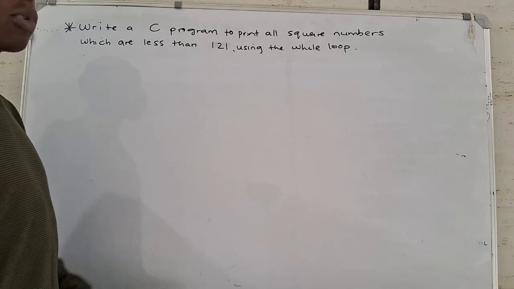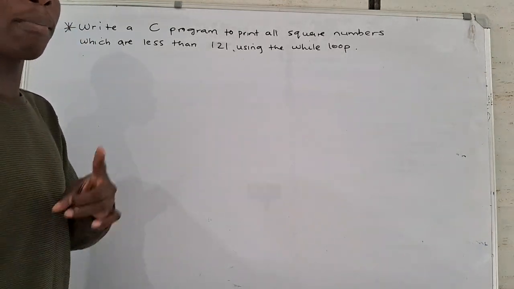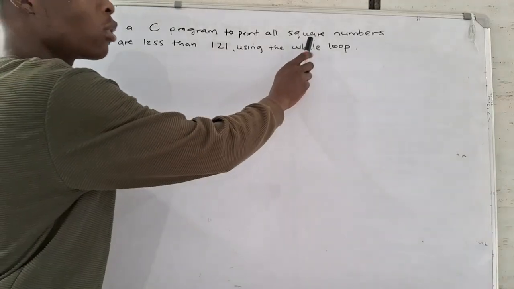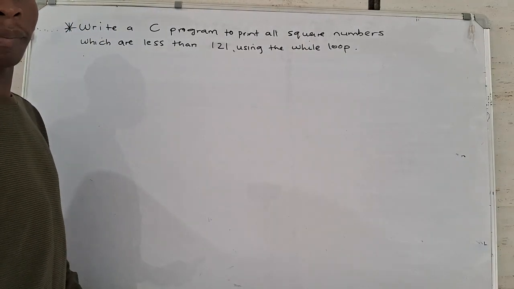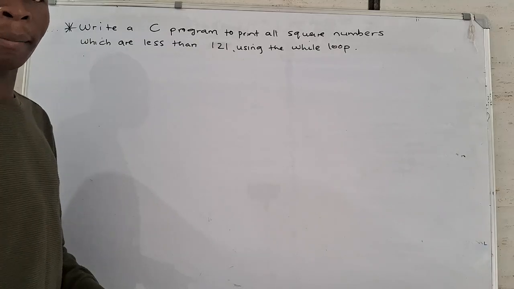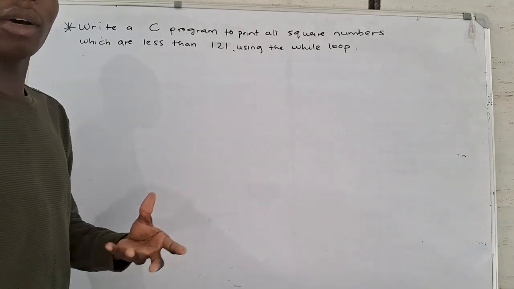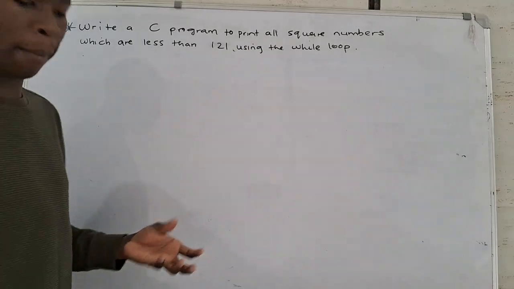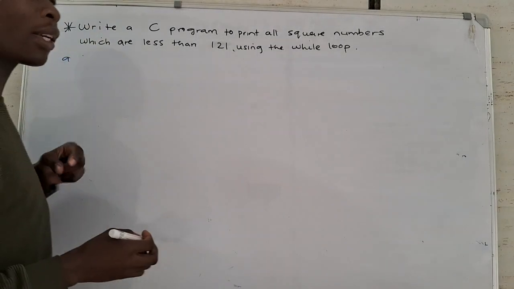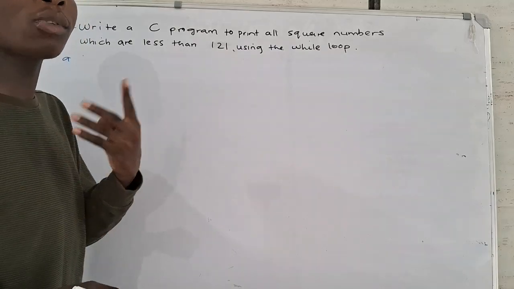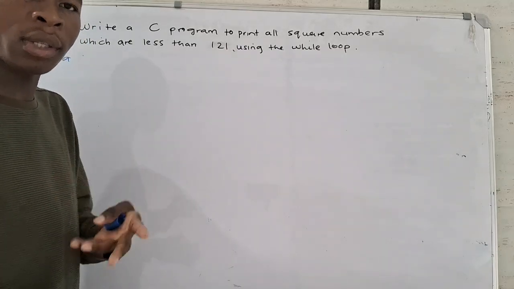You are supposed to write a program. This program should display square numbers which are less than 121. So what is a square number? This is the question now. At least you should be clear with what is a square number. A square number is a number that can be written as n squared, where n is an integer.